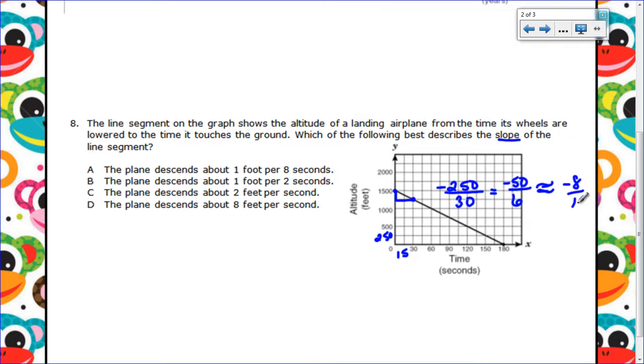So let's talk about units. This 8 is the y-axis, so that's 8 feet. And the 1 is the x-axis, which is seconds. So it looks like it is descending, that's the negative, 8 feet per second. If I look, 1 foot per 8 seconds, that's not right. That would have to be backwards. The 1 would have to be on top for the feet. 1 foot per 2 seconds, that doesn't work either. 2 feet per second, that's not what that says. So it has to be D. It descends about 8 feet per second.